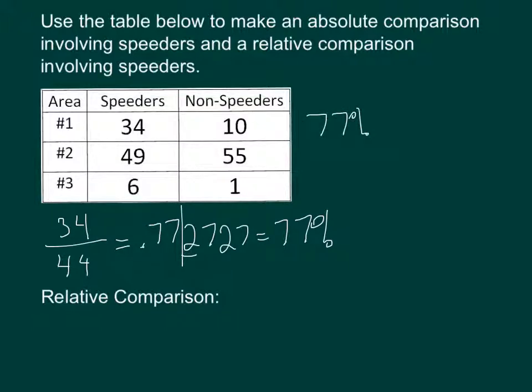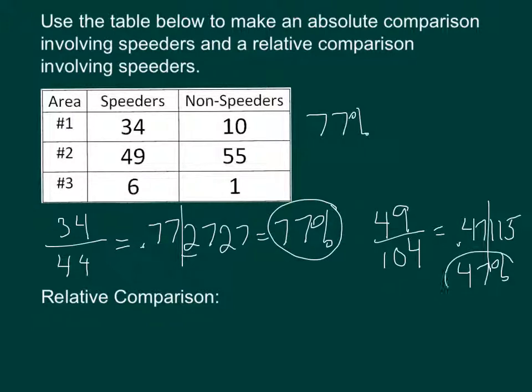Okay. Now, let's go ahead and look at area 2. Area 2, still have to do our addition, so we have 49 plus 55 ends up being 104 drivers. So I simply do 49 divided by 104. I end up with 0.47115, etc. I'm cutting it between the 7 and the 1. No rounding involved because we're just chopping off the 1. It's smaller than 5, so it's 47%. So right now we have 77%, 47%.